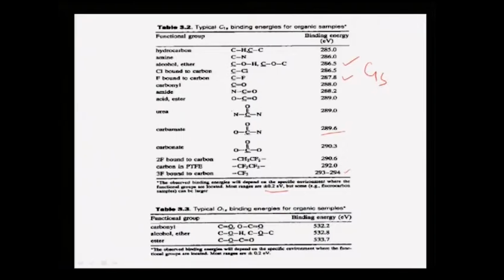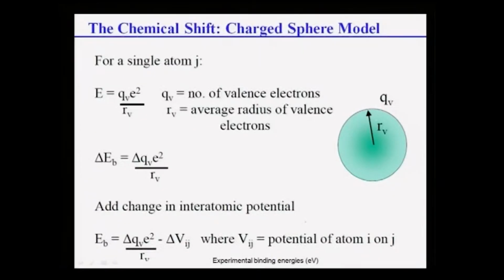For the case of oxygen, the binding energy for the carbonyl group C=O is 532, alcohol and ether C-O 532, ester 533. So one can measure this kind of binding energy using XPS. We can also explain this chemical shift, which as I said is very important, using the charge potential model. It is not very difficult to do.